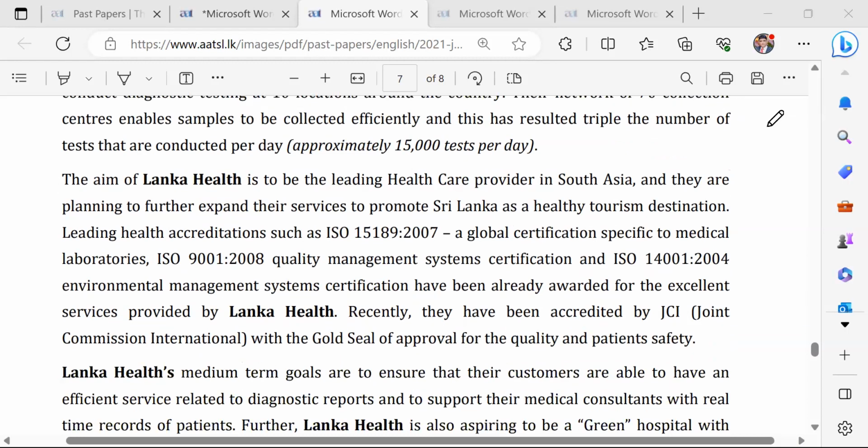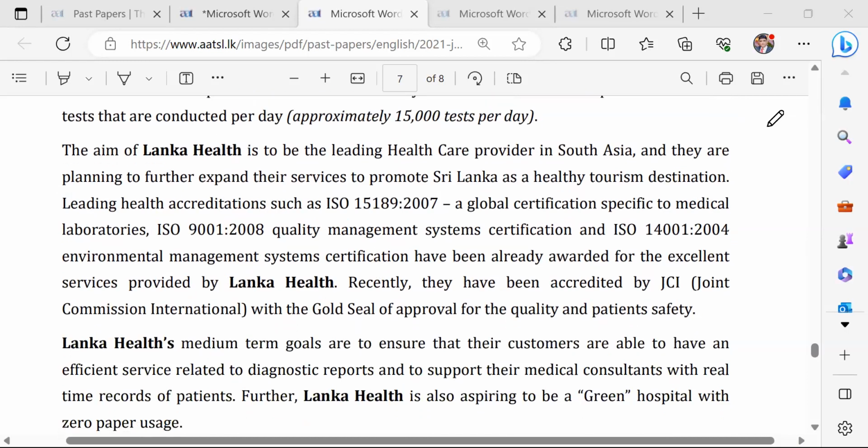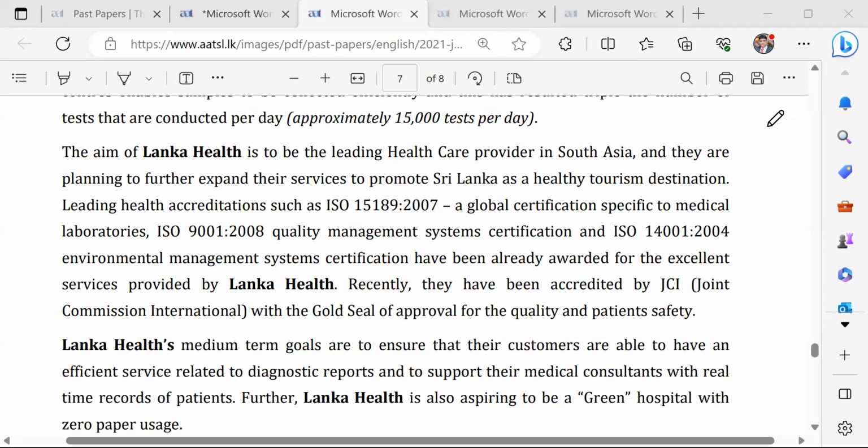The aim of Lanka Health is to be the leading healthcare provider in South Asia, and they are planning to further expand their service to promote Sri Lanka as a healthy tourism destination.